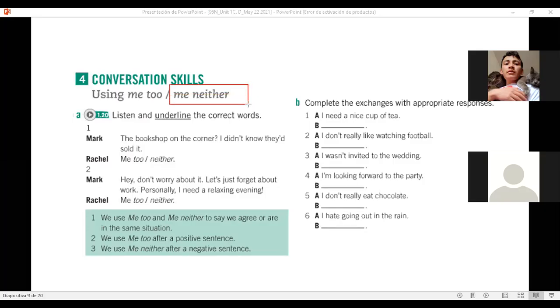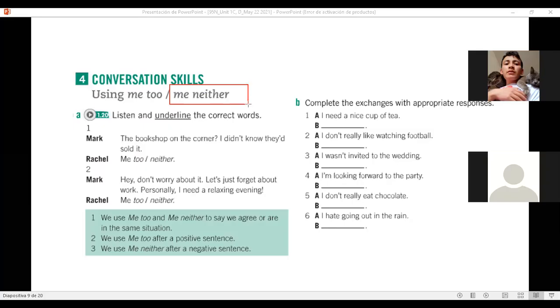Otra frase, no, ya no el me too, sino tenemos me neither. Esta palabrita neither, ustedes la van a escuchar ya sea en la pronunciación americana o en la británica. ¿Sí? Si se pronuncia de cualquiera de las dos formas, está correcto. Me neither or me neither.